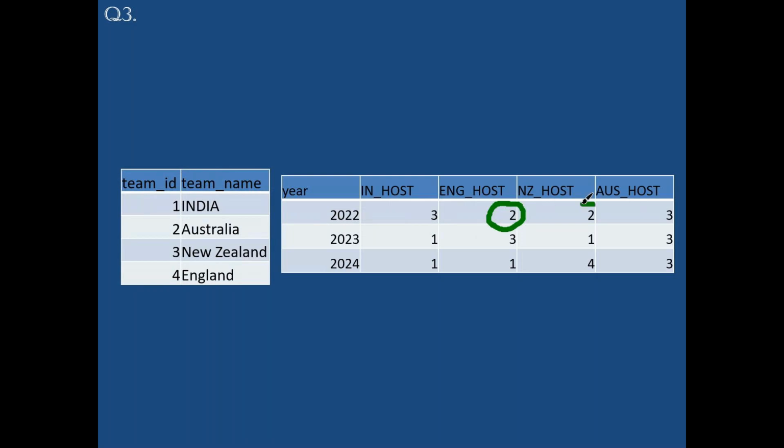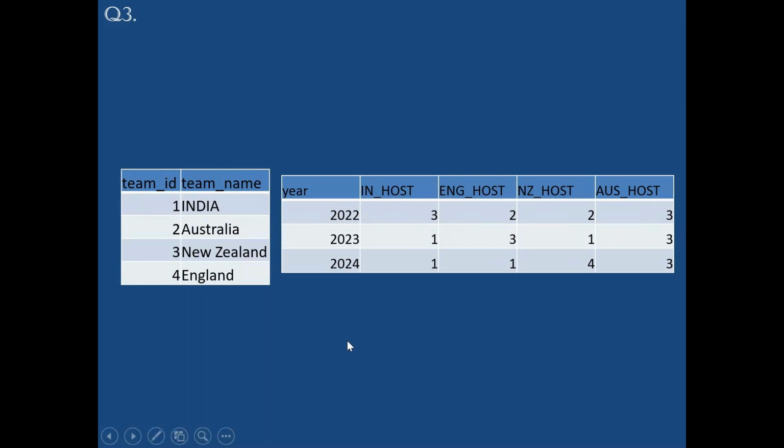Here in the New Zealand-hosted series, who won? Australia. In the Australia-hosted series, who won? New Zealand. But in 2023, India hosted a match. Who won it? India. England hosted a match. Who won it? New Zealand. Here, who won it? New Zealand. Here, who won it? India. Here, New Zealand. Okay, so now you understood.